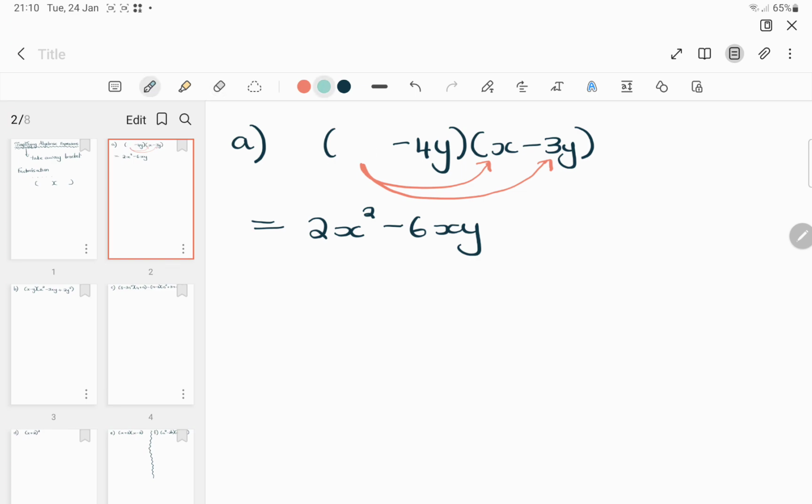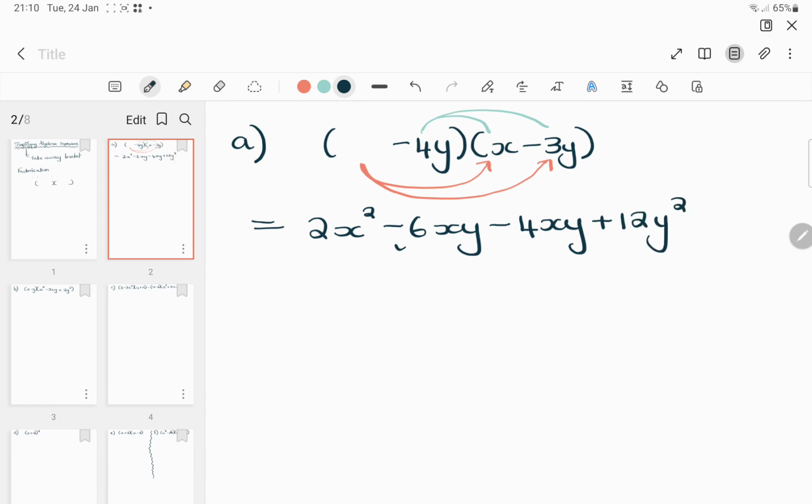And that means that the negative 4y now has to be distributed into the second bracket over there. So let's do that. A negative times a positive is a negative. 4y times x is xy, or yx, but we just normally write it in alphabetical order. And then negative times a negative is a positive. 4 times 3 is 12, and y times y is y squared.